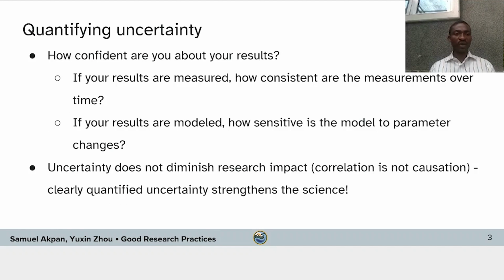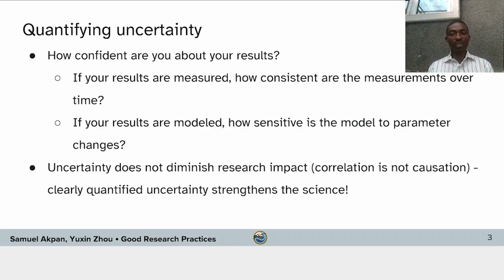You just want to check how confident you are about your results. For instance, if your results were measured, how consistent were your measurements over time? Did you observe any trend, any fluctuations? Can you describe where these fluctuations came from? Or rather, if your result was modeled, how sensitive is the model parameter to changes? For instance, if one of your model parameters was model resolution, how would changing the model resolution impact the entire result?